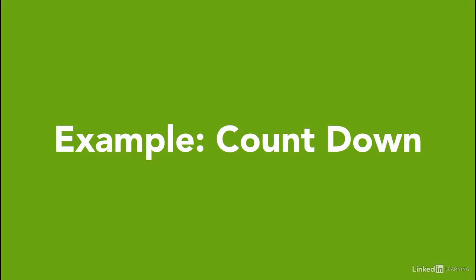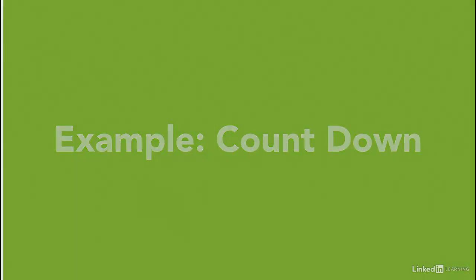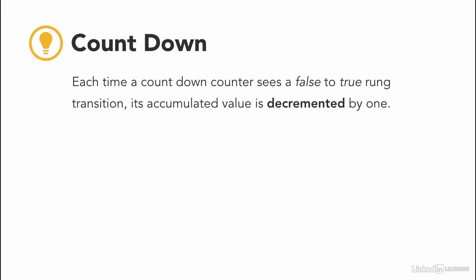The second example is using counter down. For a counter down, each time the counter sees a false to true rung transition, its accumulated value is decremented by 1. Since the accumulated value is decremented each time the input logic changes from false to true, the accumulated value must be set to the starting point of the count.